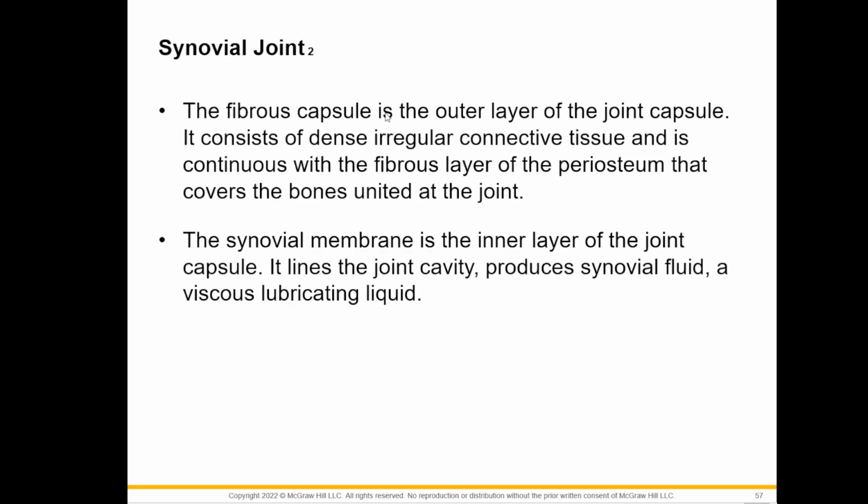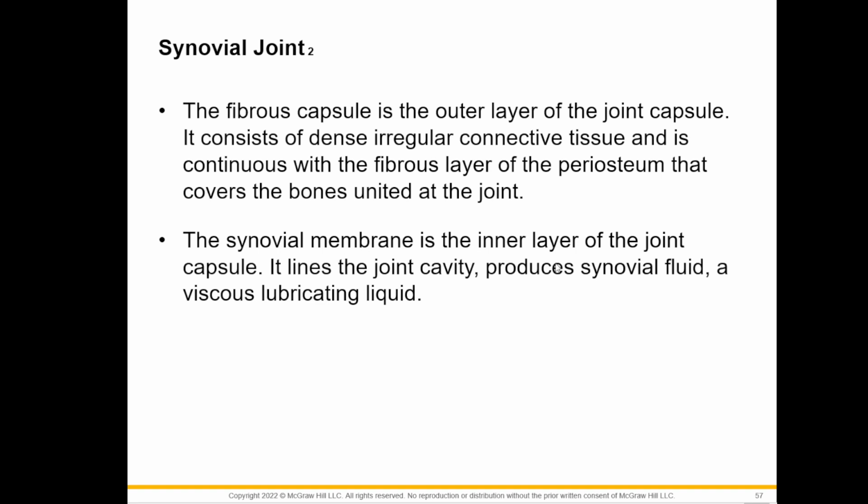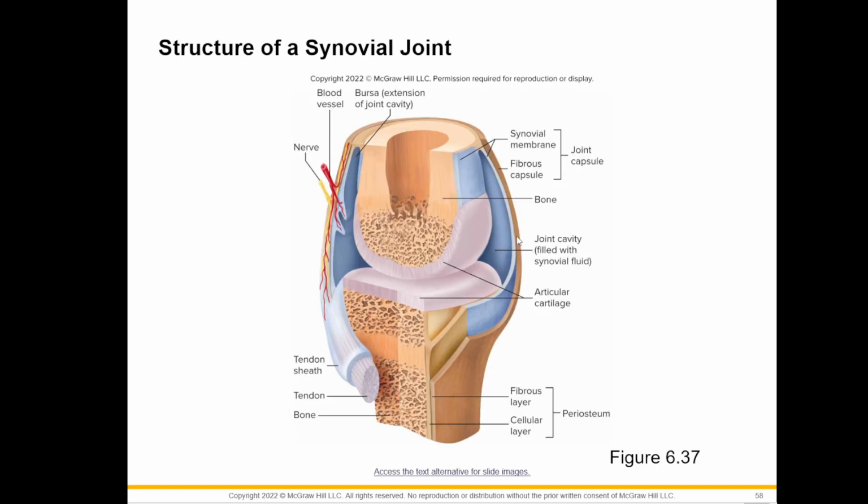So, the fibrous capsule is the outer layer. It is made up of dense, irregular connective tissue. And it is continuous with the periosteum of the bone. So, if you can see here, from being the fibrous joint capsule, it continues as the periosteum of the bone. While the synovial membrane is the inner layer, and it lines the joint cavity, which produces synovial fluid, and it acts as a lubricating liquid between the joint. So, that is what lubricates the movement.